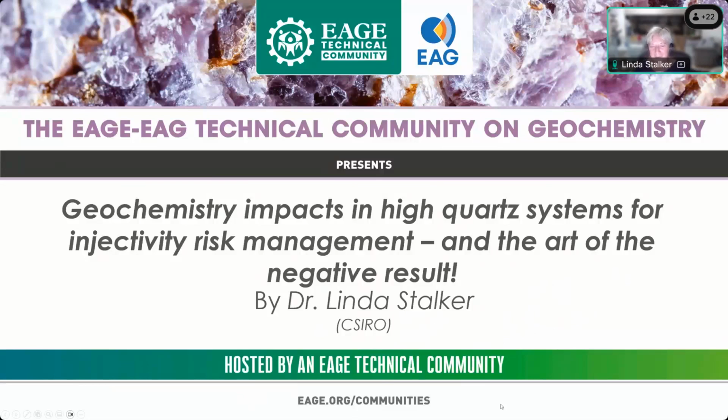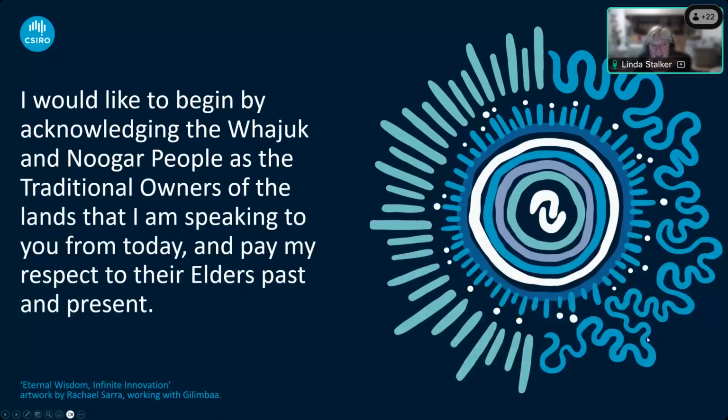So thank you for the opportunity to present to your community today. I'd just like to say that some of this work could definitely be presented better by Ernie Perkins, who I see is on the call today. So I'm going to talk about how we use our geochemistry modeling to try and help us understand one of the major risks that relates to doing carbon capture and storage, and how quite often the results are really quite dull. But first I'd like to begin by acknowledging the Whadjuk and Noongar people as the traditional owners of the lands that I'm speaking to you from today, and pay my respects to their elders past and present.